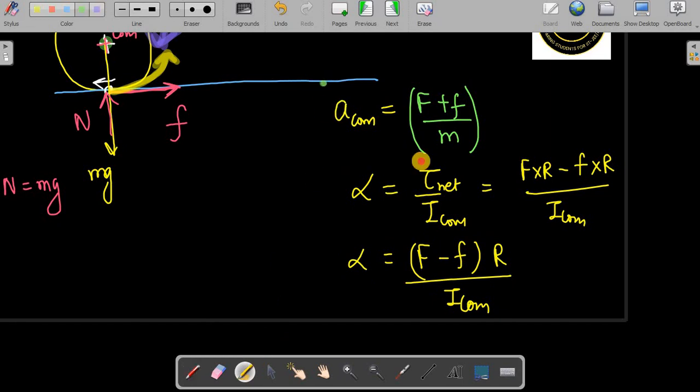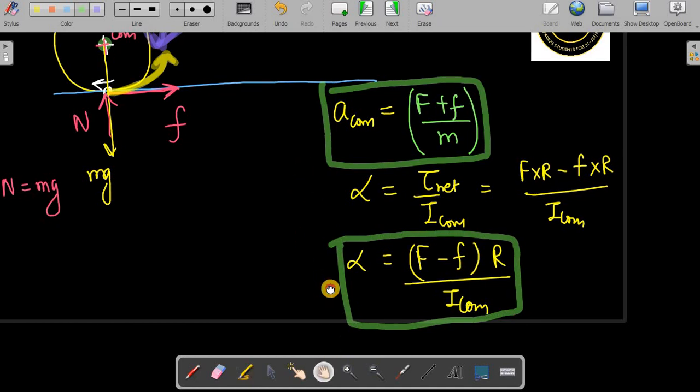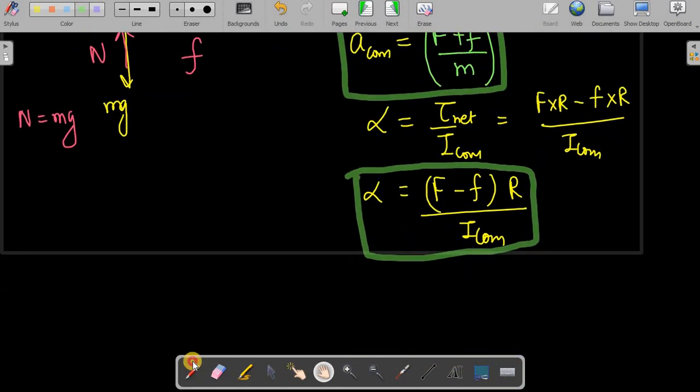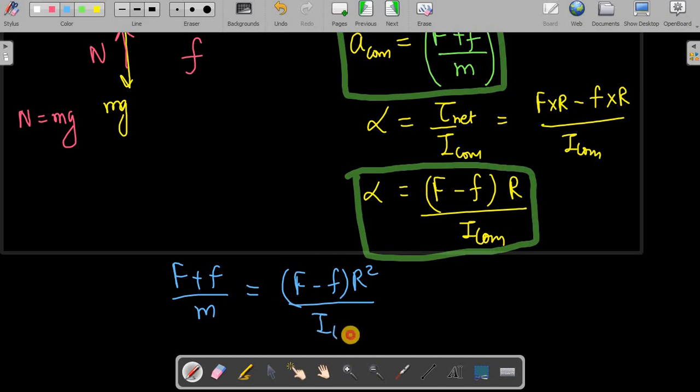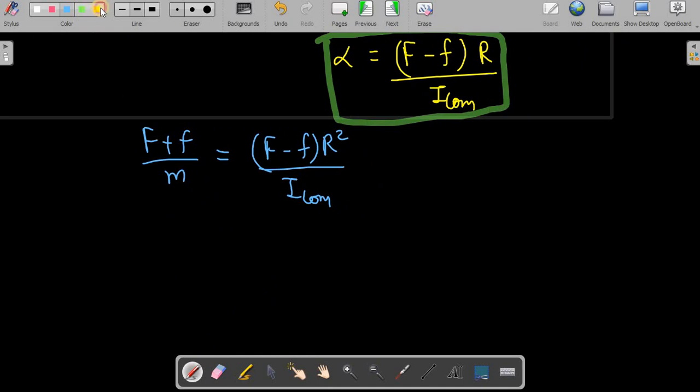Now apply the condition for pure rolling. You calculated acceleration and you calculated alpha. For pure rolling, a center of mass is R alpha. So a center of mass is (F plus f) by M, and it equals R alpha, which is (F minus f) into R squared by I center of mass. From here, some important results can be derived. For example, you can write this condition as (F plus f) by (F minus f) equals mR squared by I center of mass.